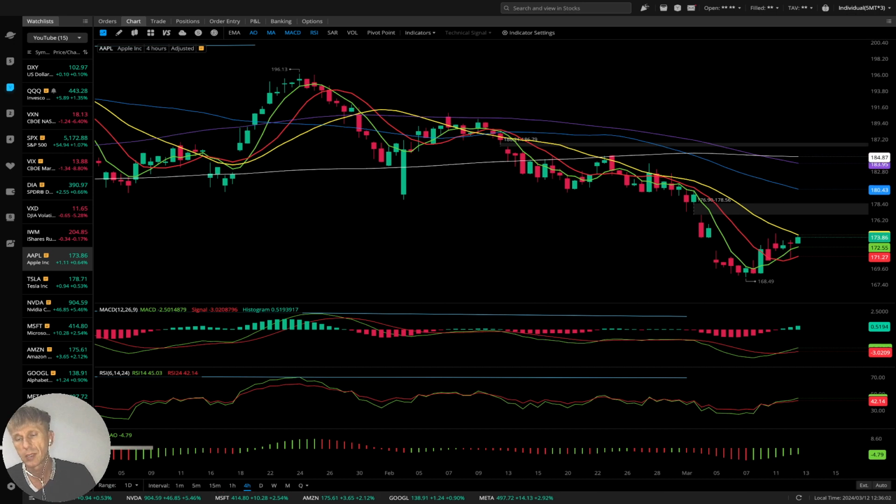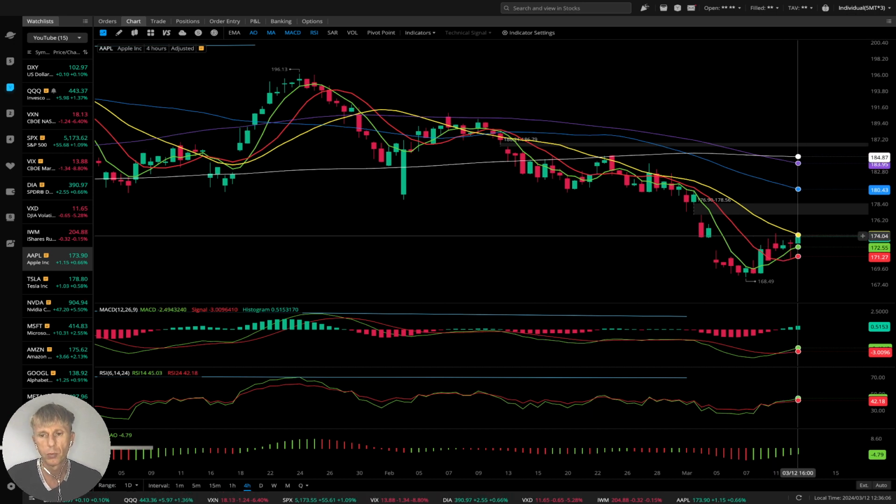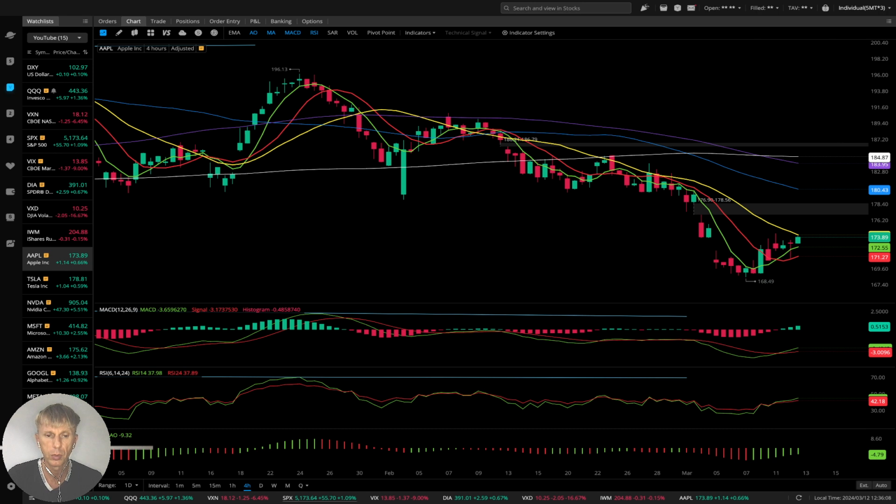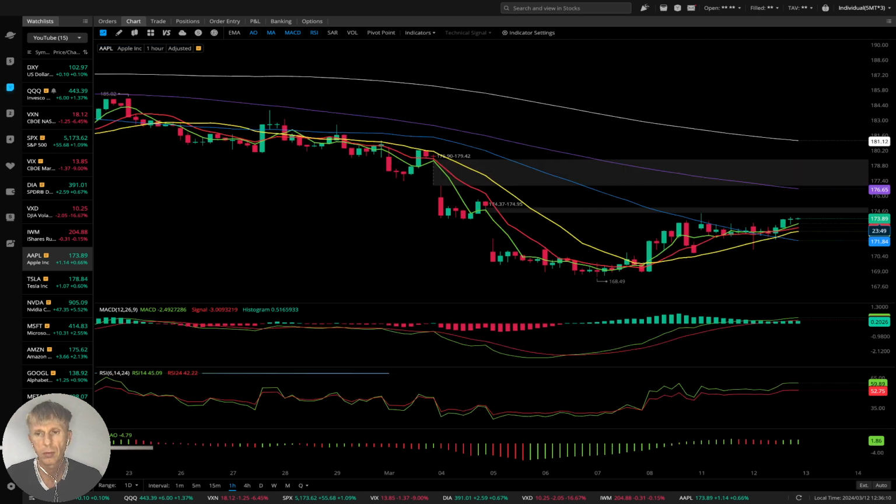4 hours time frame, SMA5 did a bullish crossover, and it touched SMA20, could be rejection from SMA20, bullish crossover. 1 hour time frame, bullish trend, bullish crossover, and last bar above SMA5, 10, 20, and 50, bullish trend.